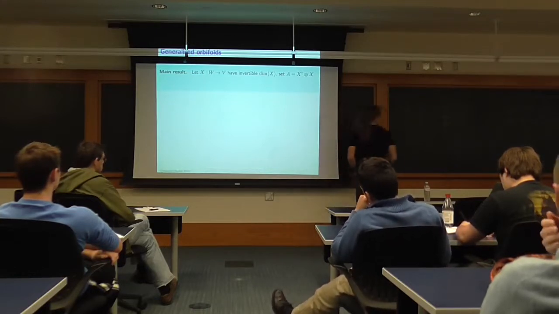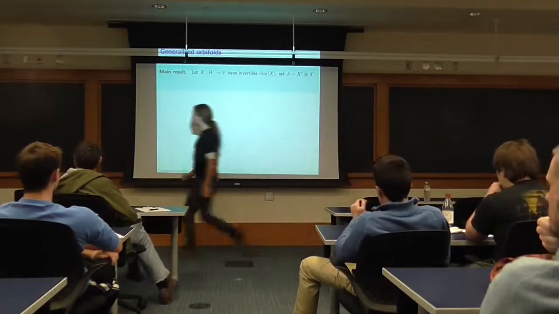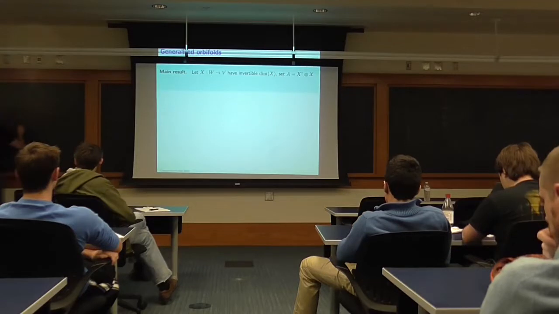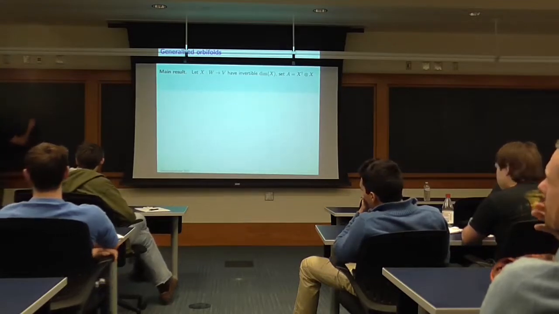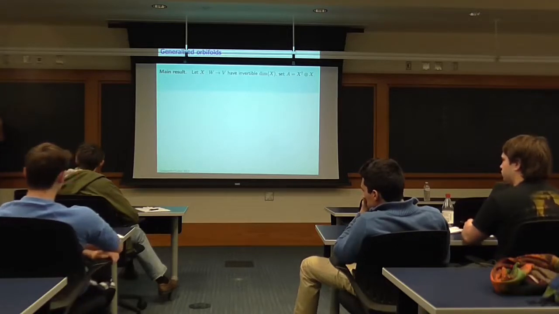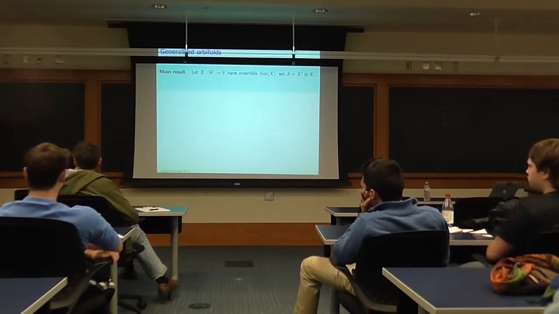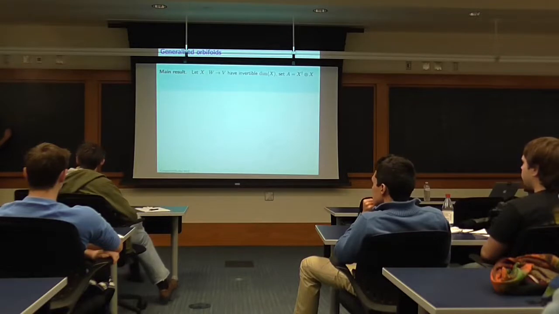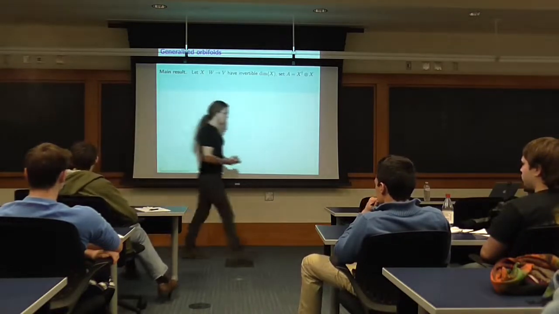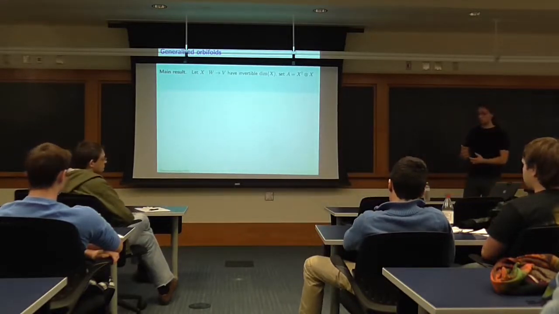And then I can define a particular defect A, because if I have a defect X which goes from W to V, then I can also go back with X dagger, and then I have a defect from W to W. So this is A. And A is a defect from W to W.